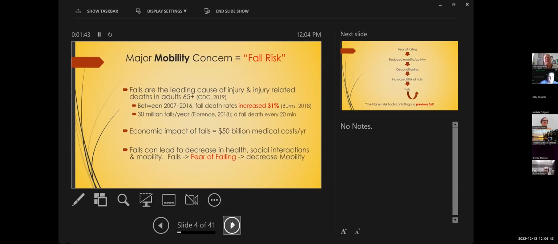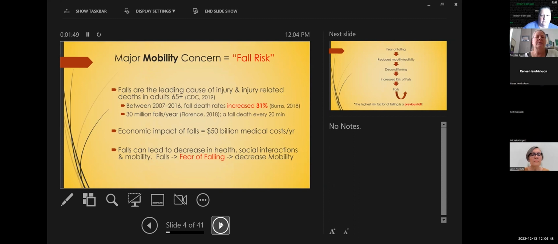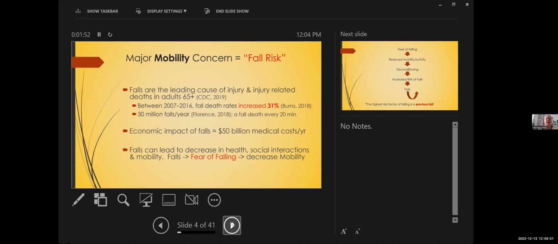When we look at fall risk, this is a real major mobility concern as a person ages. Falls are the leading cause of injury-related deaths in adults over the age of 65. There was a 31% increase in fall deaths reported in 2018, between 2007 and 2016. This is probably due to the increased aging of adults, but we are looking at a fall death every 20 minutes. So this is very important for us as healthcare professionals to look at.